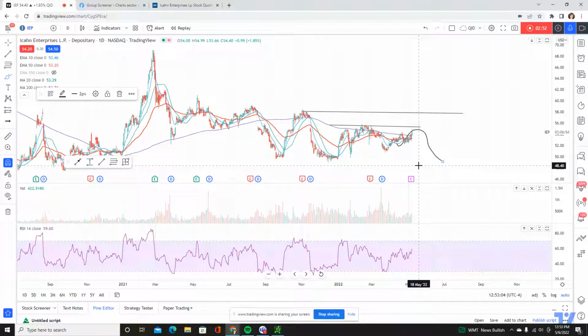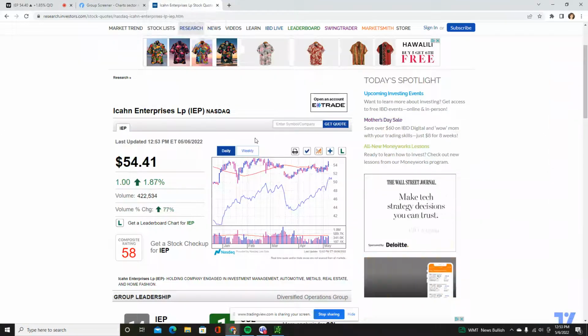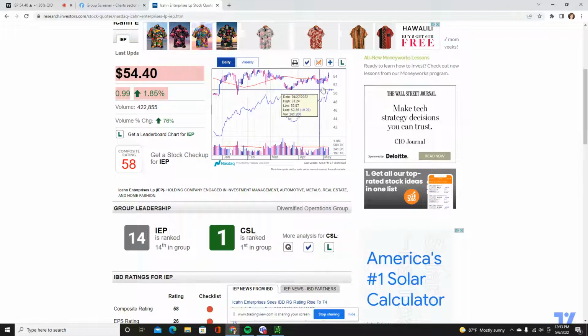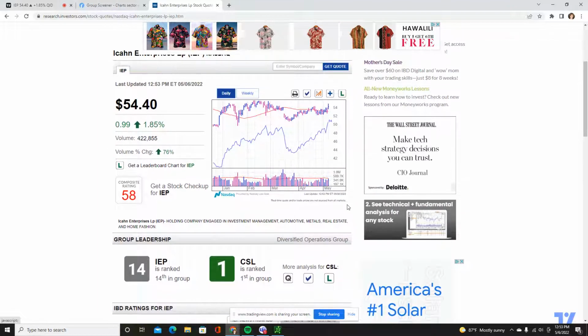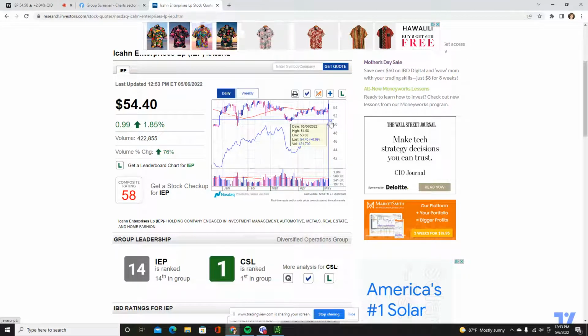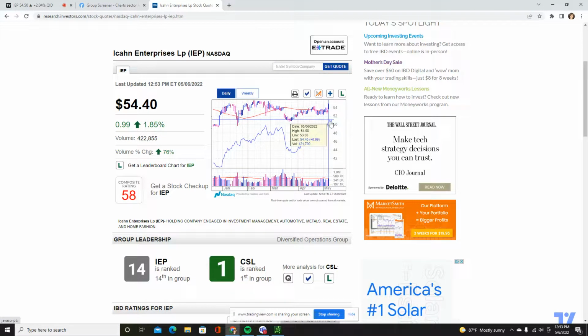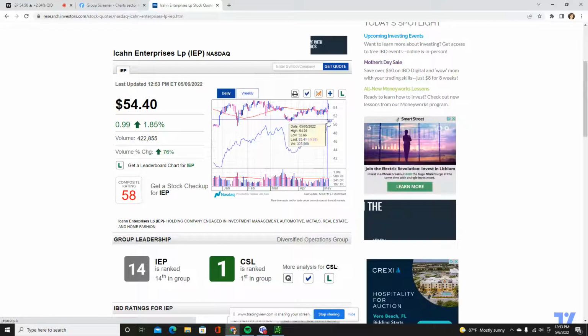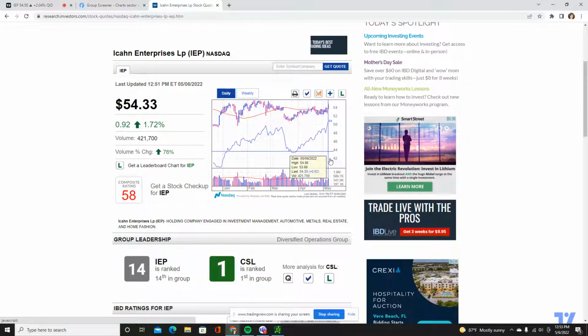Another thing that I look at when I'm trying to make a decision about a stock is I go to IBD and I look at the composite rating and the relative strength. Now, this has a very poor composite rating and a very poor relative strength rating. I like to see my relative strength over 85 and preferably up in the higher 90s. The relative strength line is pointing upward, which is a good sign, but it's still 64 and it would not meet my criteria. And also, the composite rating is 58. So that would not meet my criteria either.